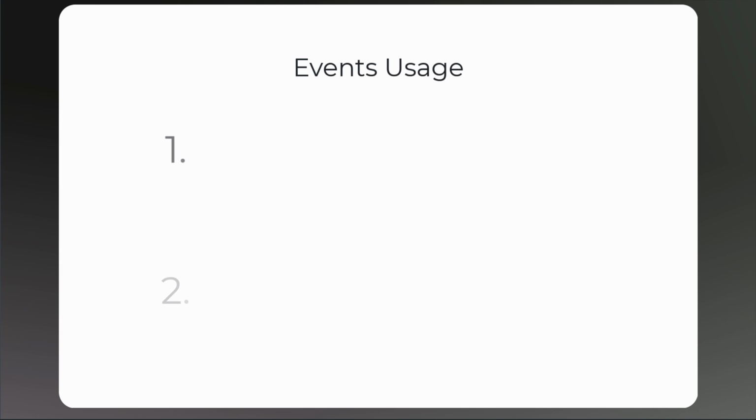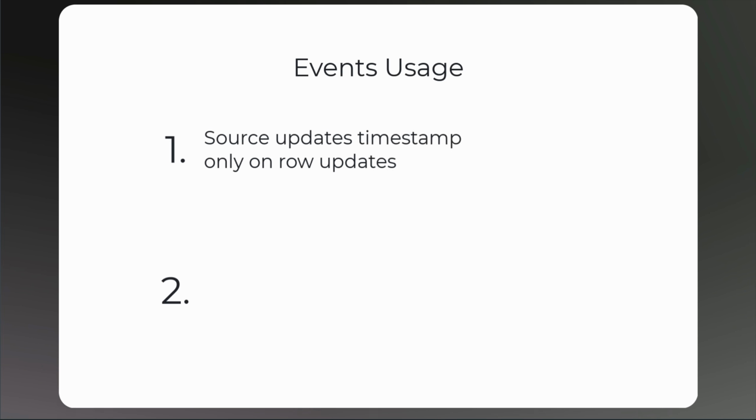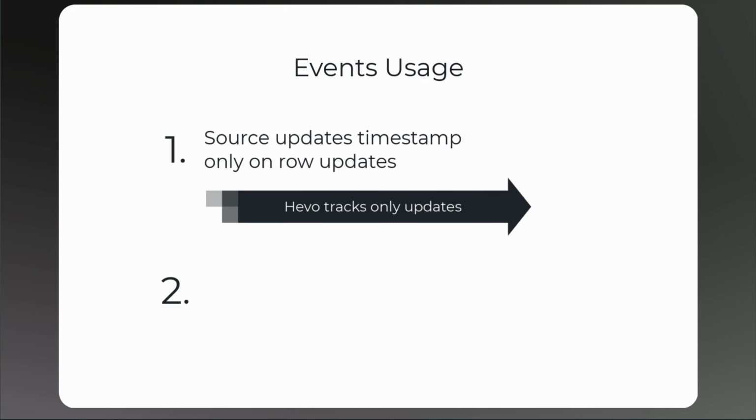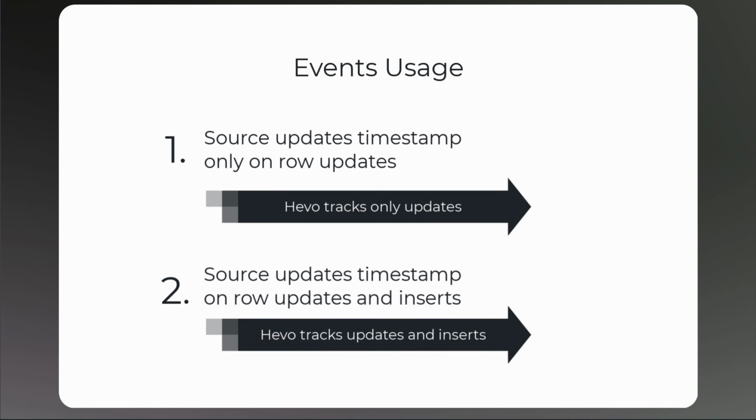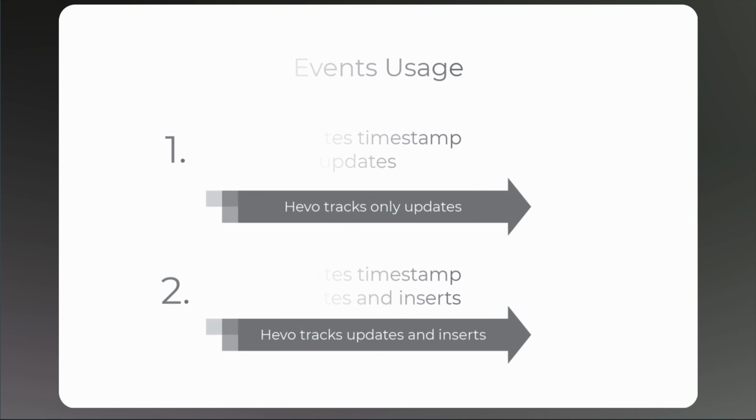There are two possible configurations, both controlled by your source. If the timestamp updates only on row updates, Hevo tracks updates only. If the timestamp updates on both updates and inserts, Hevo tracks both. This directly affects how many events are ingested and billed.